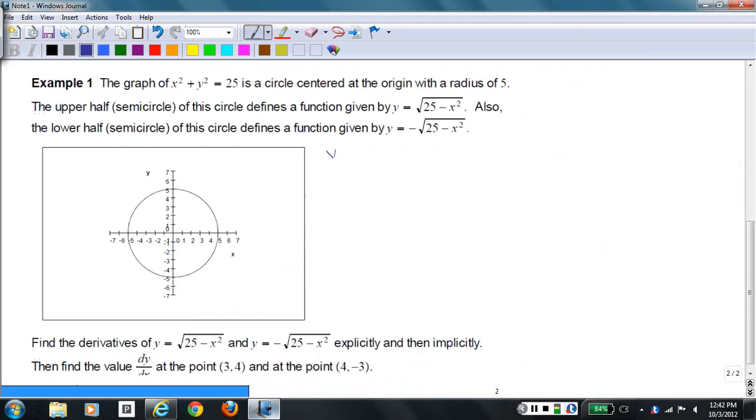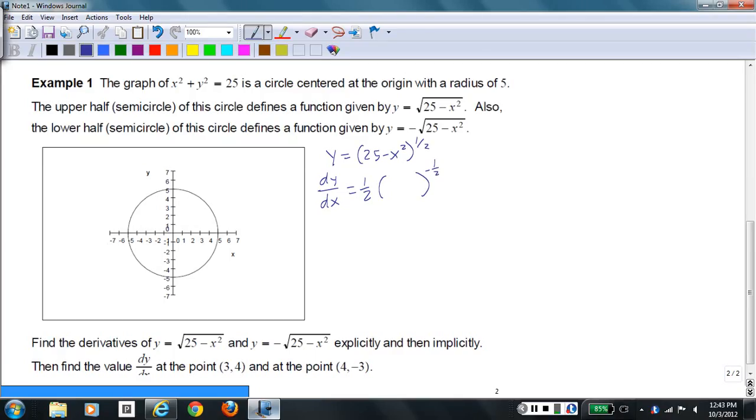Let's consider y equals (25 minus x squared) raised to the 1/2. Let's see if we can find the derivative of this. dy/dx equals, now we're thinking chain rule. We know how to take the derivative of something raised to the 1/2 power. To take the derivative of some expression raised to the 1/2 power, we would bring the 1/2 out in front, and then we would reduce the exponent by 1.